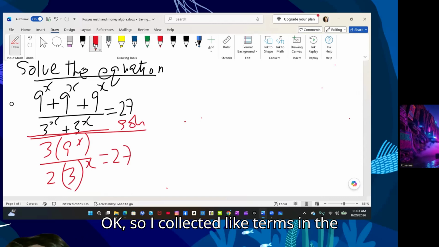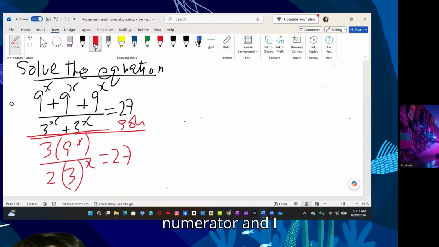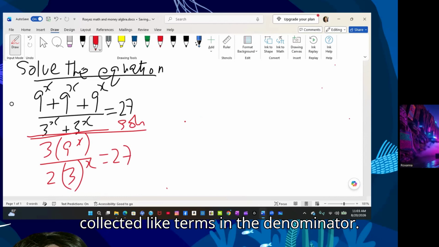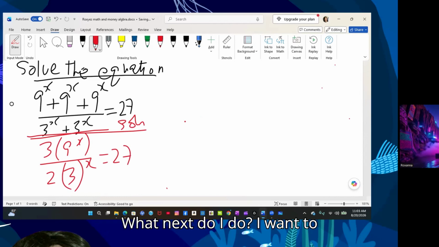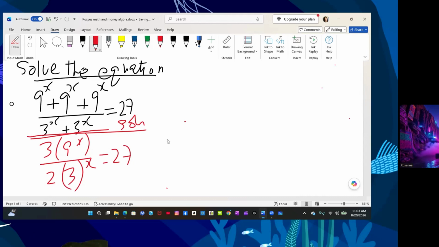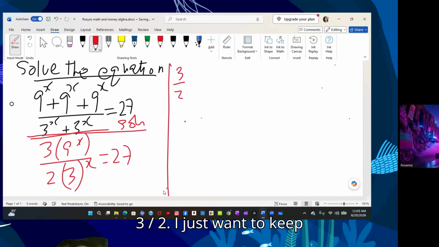So I collected like terms in the numerator and I collected like terms in the denominator. What next do I do? I want to isolate 3 over 2. I just want to keep them different.